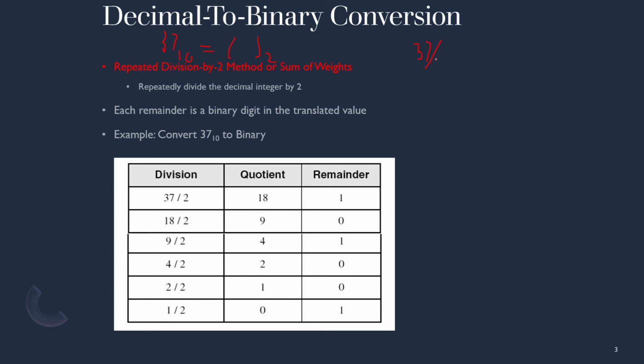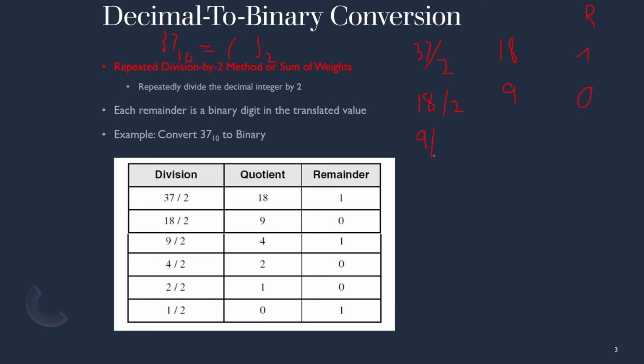What we're going to do is divide this by 2. How many times does 2 go into 37 perfectly? It goes into 37 18 times perfectly, but 18 times 2 is 36, so there is a remainder of 1. Now we divide 18 by 2. It goes in 9 times. 2 times 9 is 18 perfectly, so there is a 0 remainder.